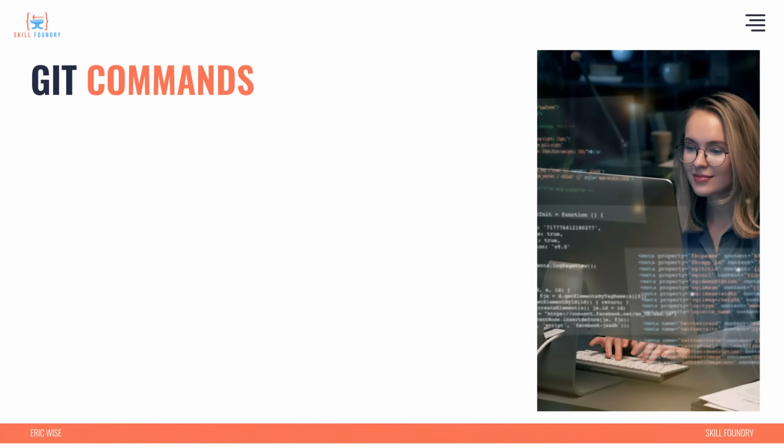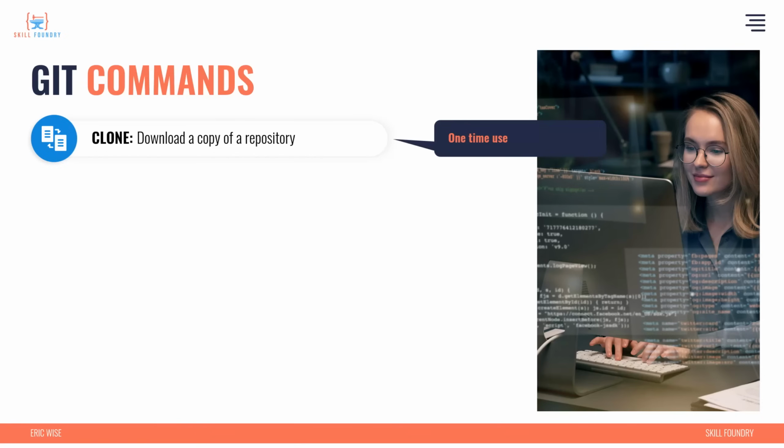Now let's talk about some common Git commands that you'll need to be aware of as a beginner. The first one is clone. All that does is download your initial copy of a repository from wherever it's hosted, like on GitHub. Cloning is one-time use. You only have to clone one time. It pulls down everything, it sets up Git for tracking, and you're ready to go.